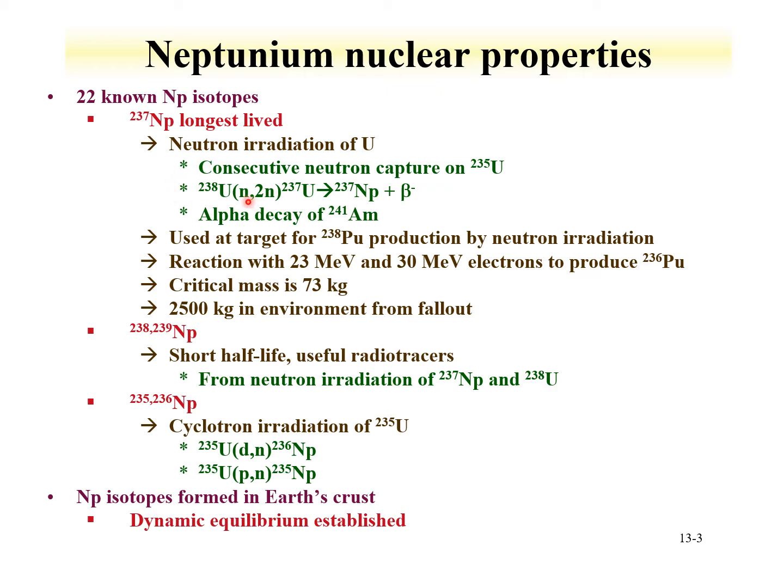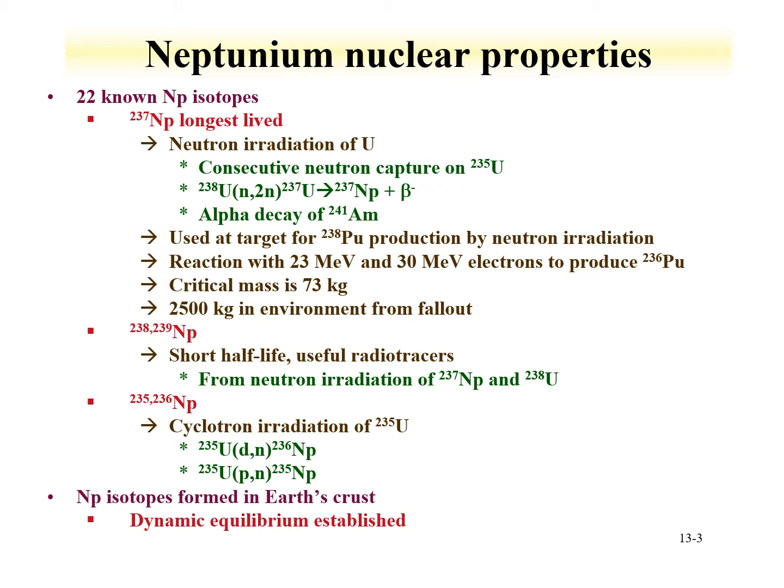There's also this n,2n reaction on uranium-238, creating the uranium-237, which then beta decays to Neptunium-237. And then lastly, in the nuclear fuel cycle, you can have formation of americium-241 from the beta decay of plutonium-241. The alpha decay of americium-241 creates Neptunium-237.